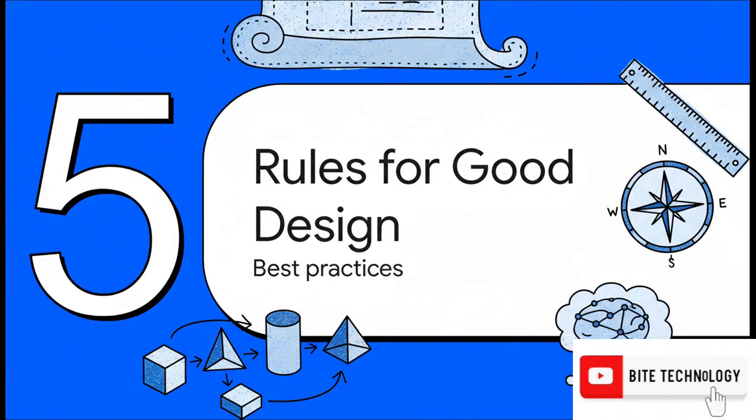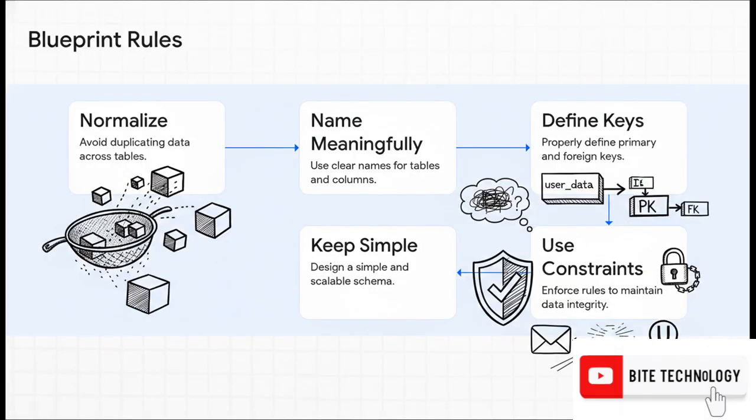So now that you get the basic components and how they all fit together, let's go over some quick but really essential rules for designing strong, effective blueprints. These are the principles every great data architect lives by. First, always normalize your tables. That's just a fancy way of saying don't repeat the same information in multiple places.